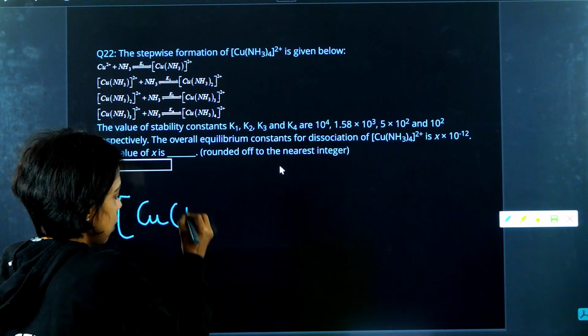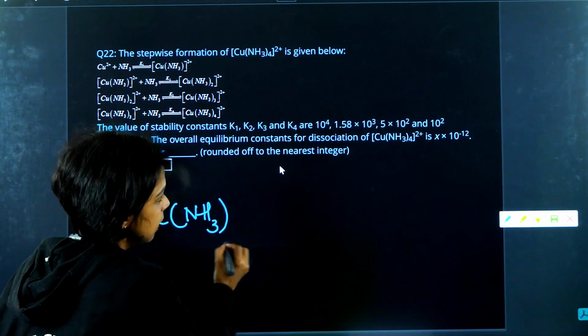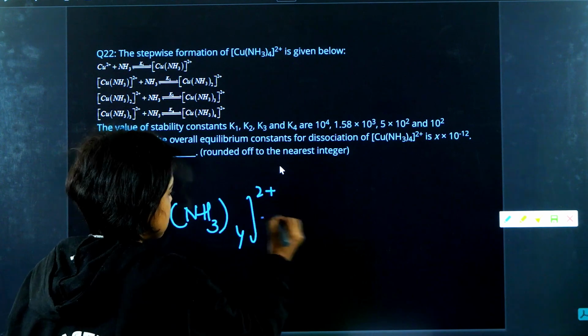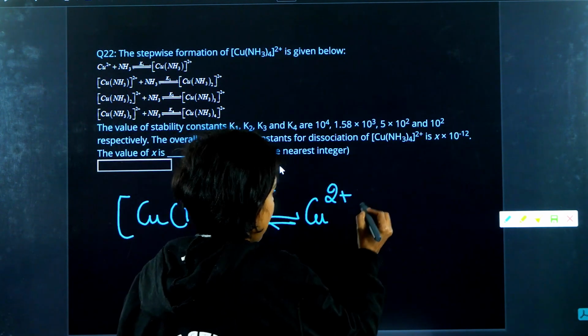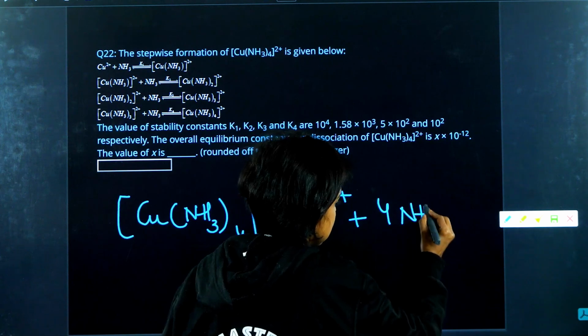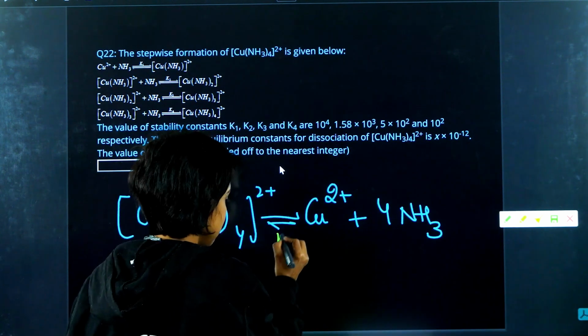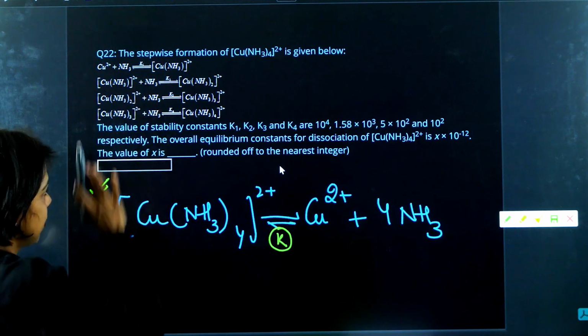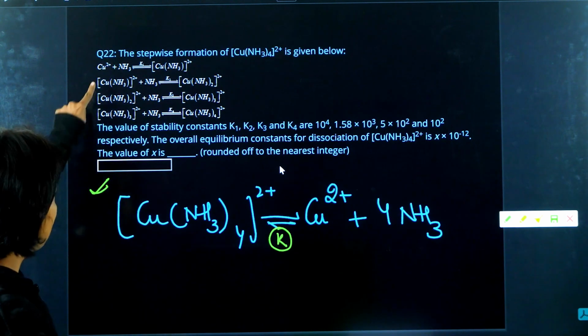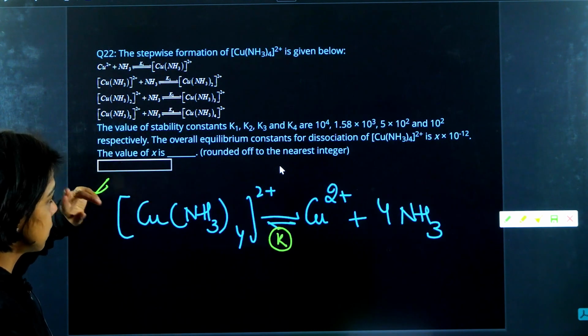So this is the final complex, right? And the dissociation of this complex gives you the copper ion and NH3 (plus 4 ammonia). And the equilibrium constant for this reaction is K. So how can you form this reaction from the above reactions? Right? I need copper and ammonia on the product side.